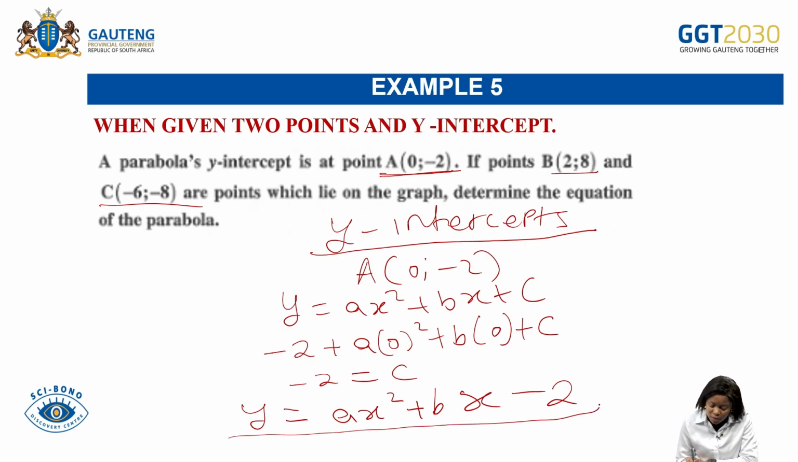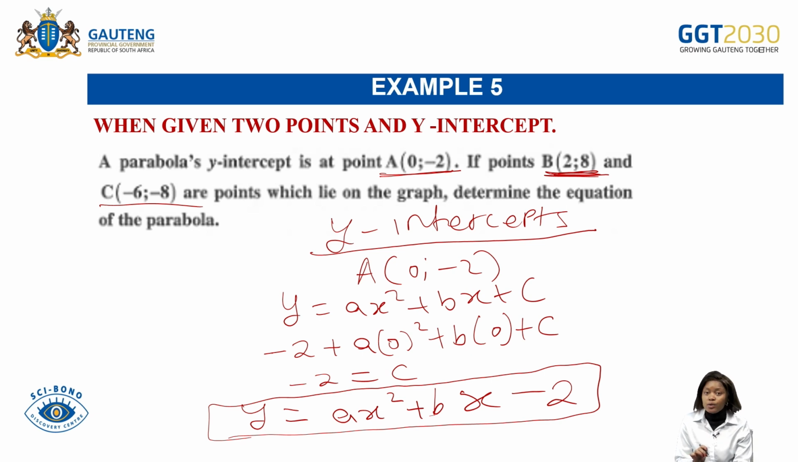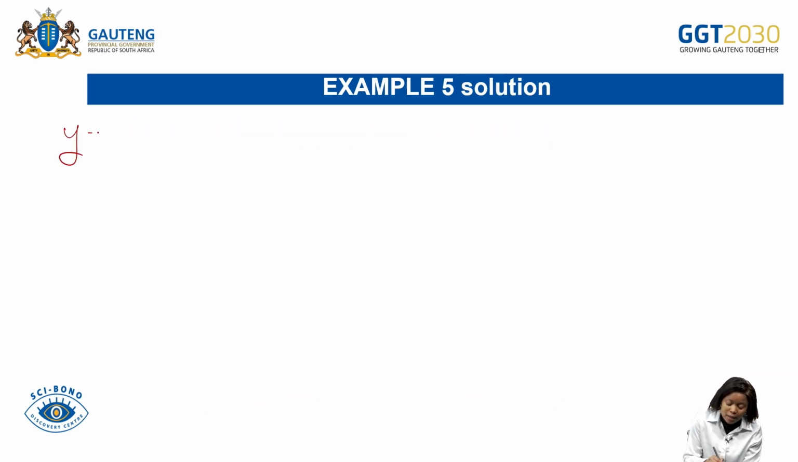Then in this equation, how many unknowns do I have? I have y, a, x, and b. So I have 3 unknowns. But if we substitute this point, the only unknowns will be a and b. And if you substitute this other point, the only unknowns will again be a and b, and you can solve simultaneously. So you have y equals ax squared plus bx minus 2.